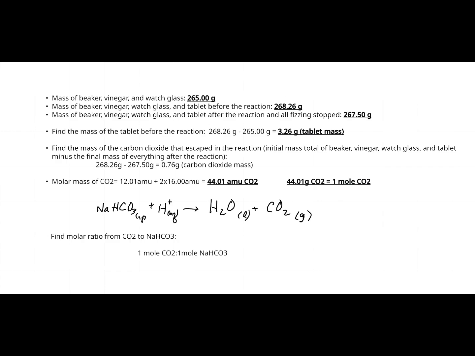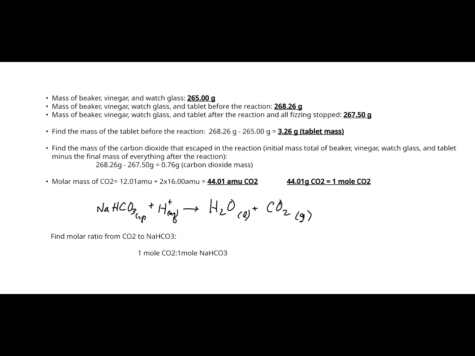Then I went ahead and I wanted to find out what the mass of the carbon dioxide was that escaped in the reaction. So this was that initial mass that was the total of the beaker, vinegar, watch glass, and tablet before we dissolved it, minus the final measurement in the third line, the mass of the beaker, vinegar, watch glass, and tablet after the reaction and all fizzing stopped. So when I take those two numbers and take the difference, I got 0.76 grams of carbon dioxide. That was the carbon dioxide mass right here. And I was putting that stuff in bold and underlining it so you can see it nice and easy.